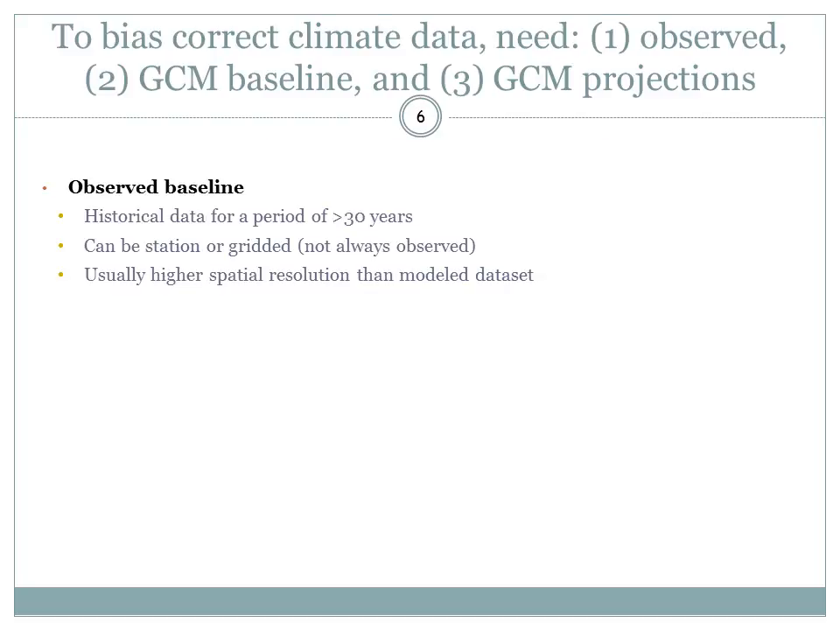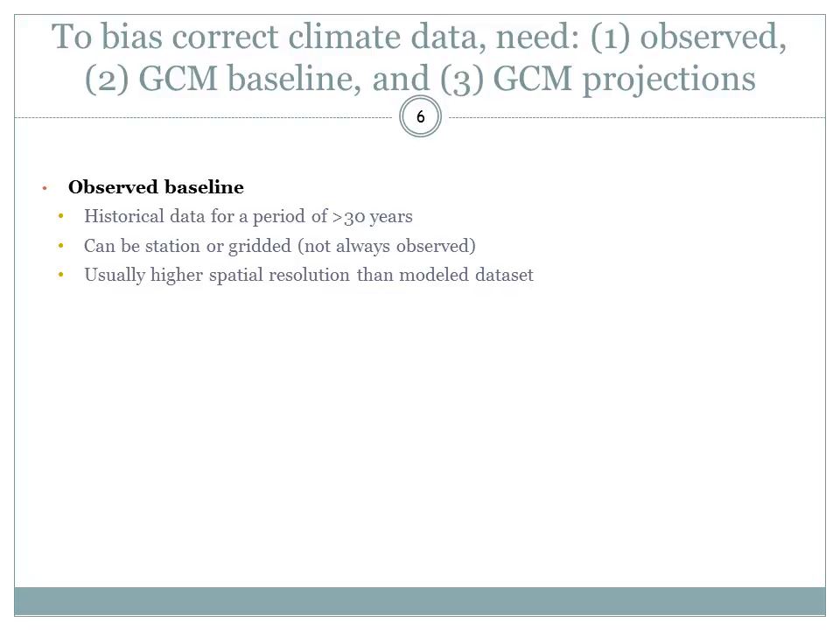We'll begin by talking about bias correction, and then we'll move on to discussing the spatial disaggregation and downscaling approach. To bias correct climate data in any type of climate projection, we need three different data sets. The first is an observed data set. The second is a GCM baseline or a hindcast. And the third is a general circulation model projection.